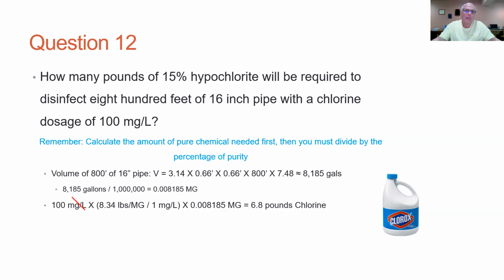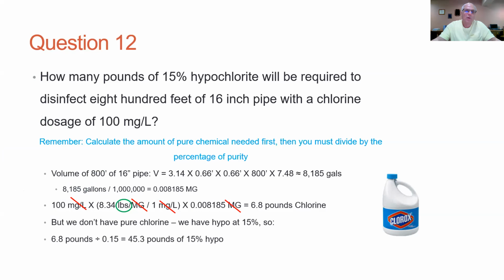Well, I've got to take the 6.8 pounds and divide it by the percentage, which they gave us as 15. So I'm going to take 6.8 pounds divided by 0.15. It comes up with 45.3 pounds of 15% hypochlorite I would need.